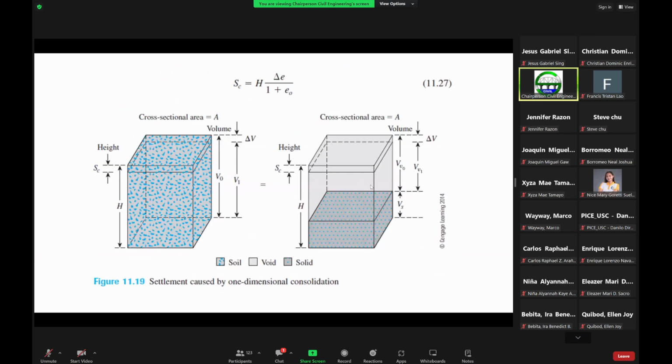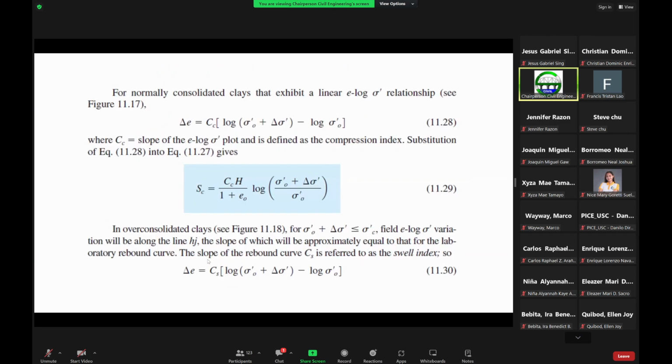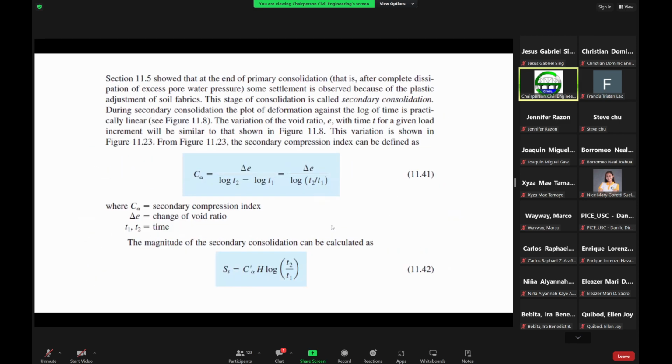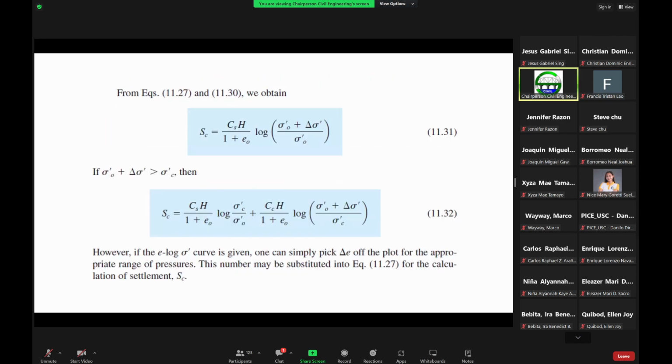So that means we follow this formula here for the change in the void ratio, but instead of using the compression index, we use the swell index. So you now have the equation for the primary consolidation settlement in that scenario, wherein this is now the swell index.